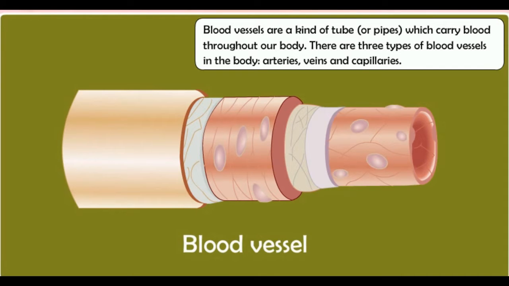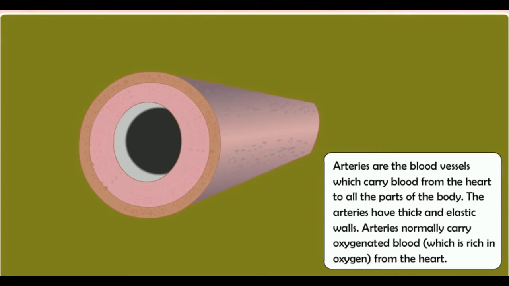Blood vessels are a kind of tubes or pipes which carry blood throughout our body. There are 3 types of blood vessels in the body: arteries, veins and capillaries. 1. Arteries are the blood vessels which carry blood from the heart to all the parts of the body. The arteries have thick and elastic walls. Arteries normally carry oxygenated blood, which is rich in oxygen, from the heart.